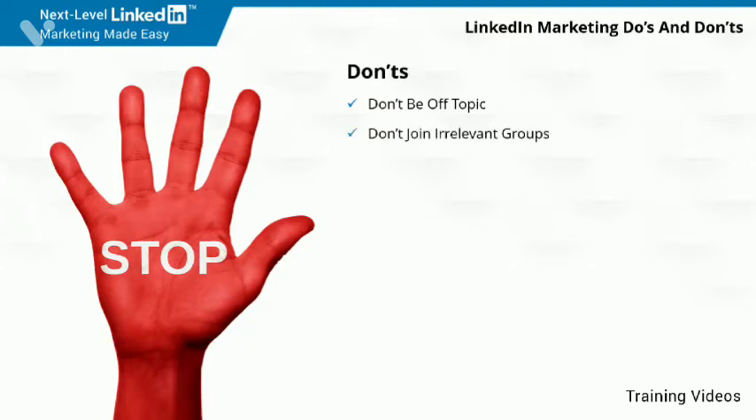Don't join irrelevant groups. Joining too many groups, even in the same niche, can cause you to lose focus because you'll try to expand too much, which you can't get away with unless you have a social media team running your account. Don't overpromote. Don't do sales pitches on LinkedIn. LinkedIn users need to consume several pieces of content before making a purchasing decision, and the LinkedIn algorithm simply doesn't like self-promoting content.